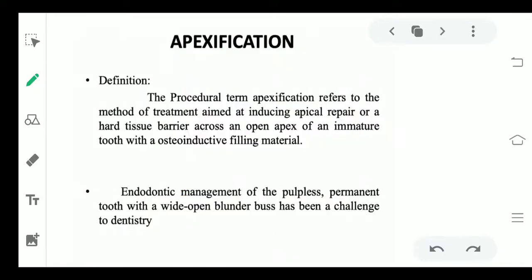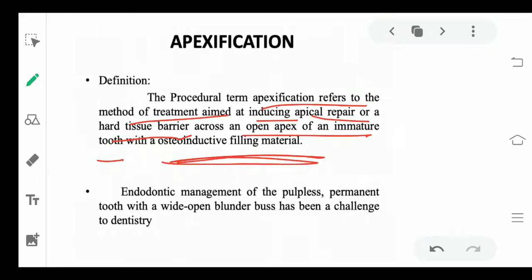Looking at the definition, the term apexification refers to the method of treatment which induces apical repair. Why do we have to do the apical repair? Because the apex is now open, and we also need a hard tissue barrier across the apex of the immature tooth. Also we use an osteoinductive filling material. What do we mean by osteoinductive? Something which helps to form bone. Inductive, it's like bone induction. The medicines that work in this way we call medicaments which are used in apexification.